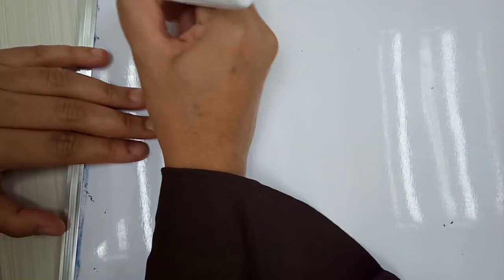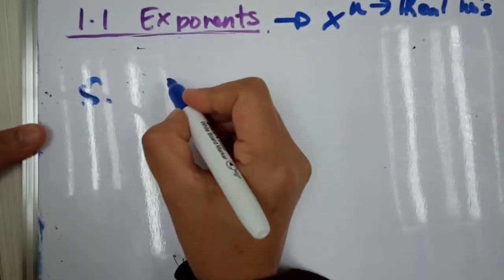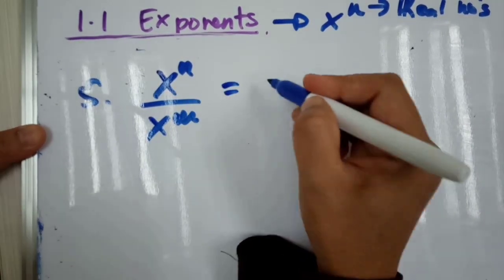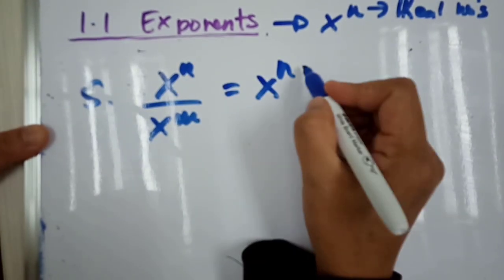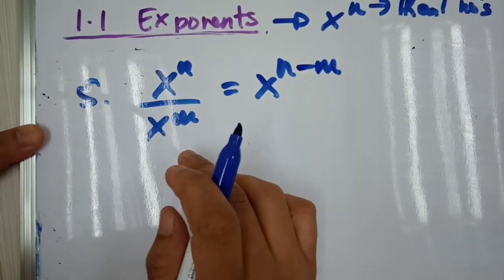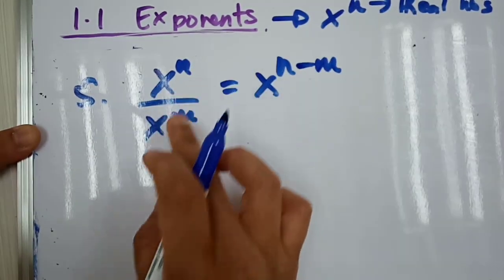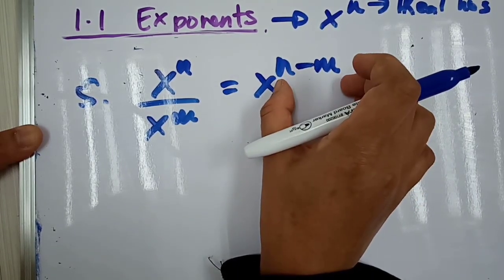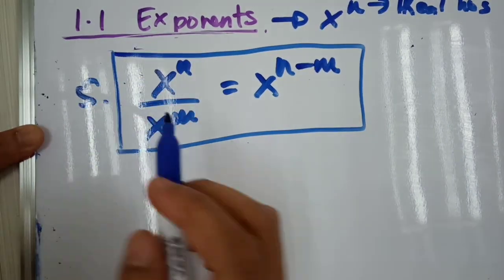Now the fifth law is when x power of n divided by x power of m equals x power of n minus m. When you have division, you deduct the exponent. So the result is you have to deduct the exponent. So you have to remember this is law number 5.